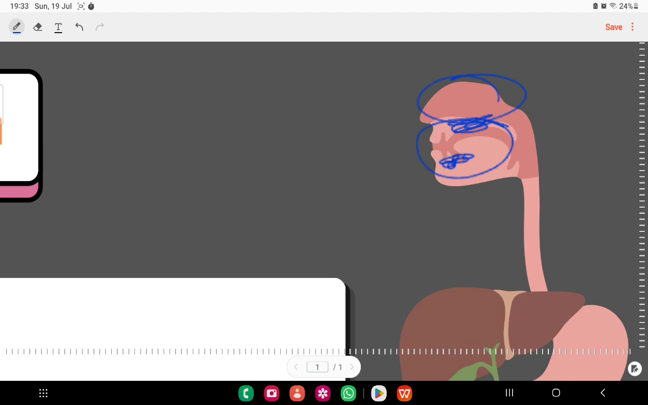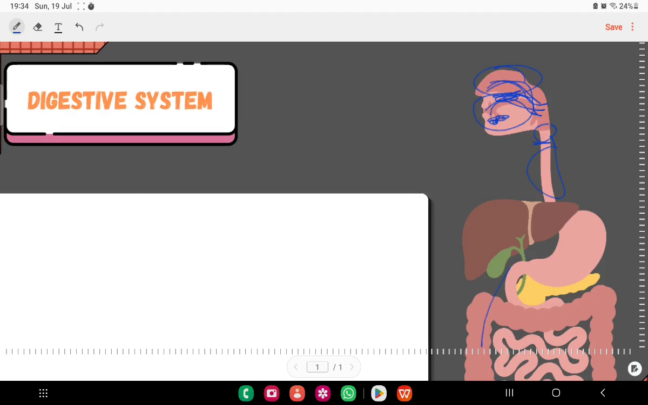Alright, then we got the pharynx. It is a common passage for the windpipe and food pipe. After that, we got the Adam's apple. It helps to make voice, like I am speaking right now. Then we got the epiglottis. It separates the windpipe from the food pipe. And then we got the esophagus. Alright, clear? Clear or not?